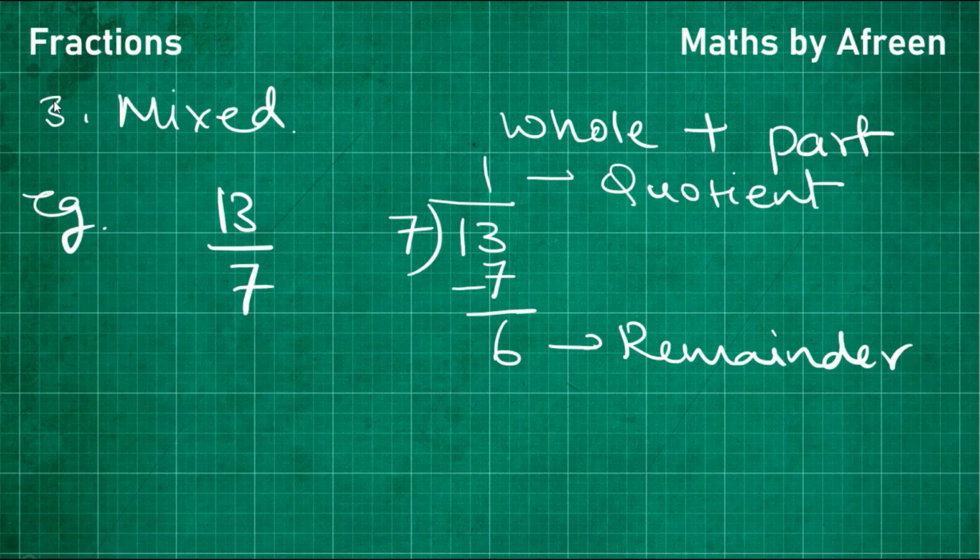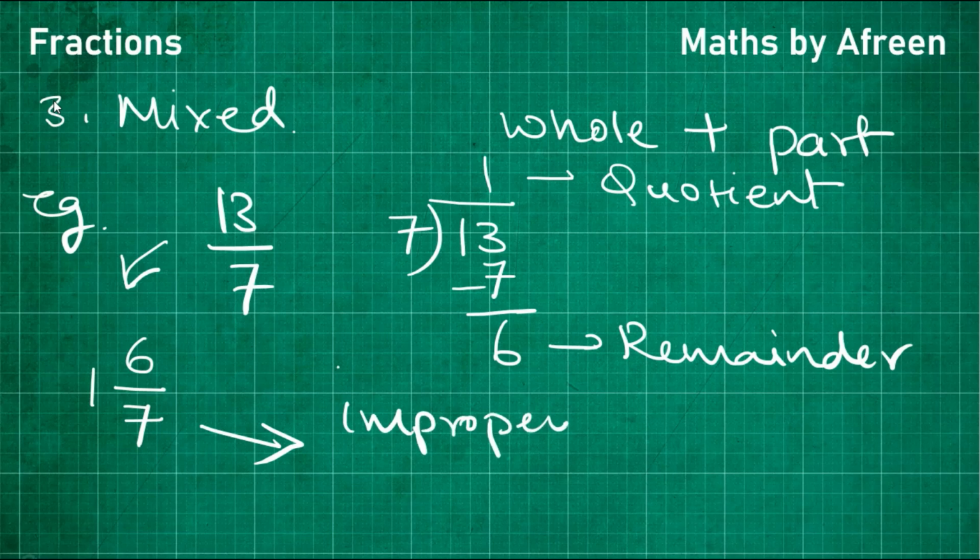So how will we write it now? We will write this 1 as a whole, this 6, the remainder, as the numerator, and this 7 as the denominator. So like this we convert this improper fraction into a mixed fraction. Now suppose we have to convert this mixed fraction into an improper one. Then how will we convert it?